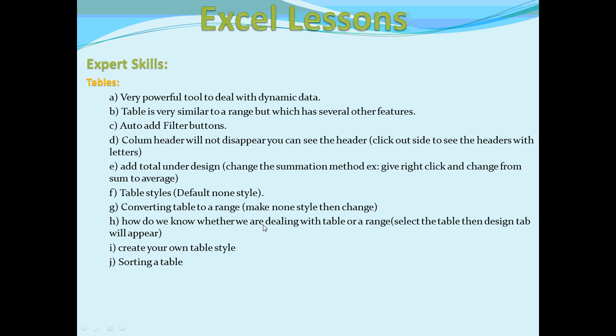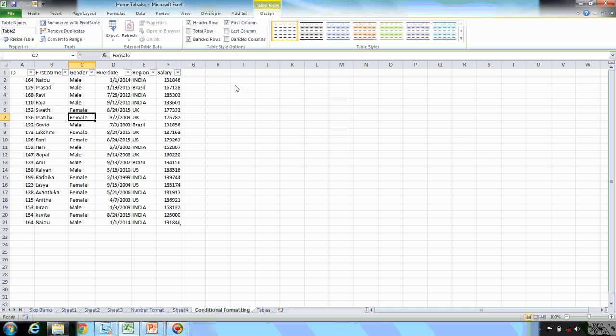And how do we know whether we are dealing with a table or a range? We have already seen that when you keep your cursor in the table, a design tab will appear on the tab row. If that is a range, the design tab will not appear. And create your own table style, which we have already seen. Right click and create a duplicate, and from there we can customize and apply the same table style. And sorting a table, we have already observed how to sort a table like this.